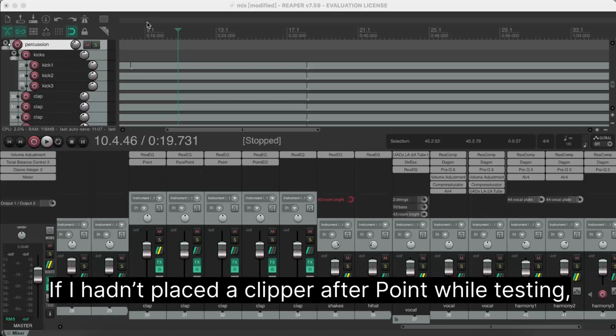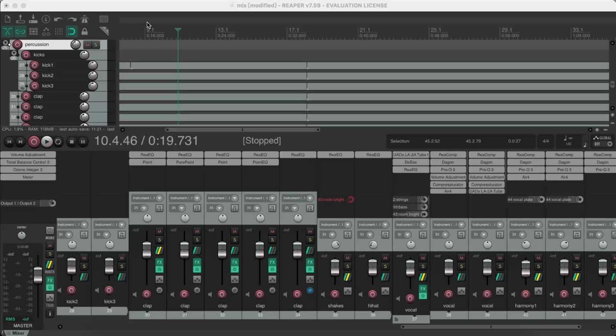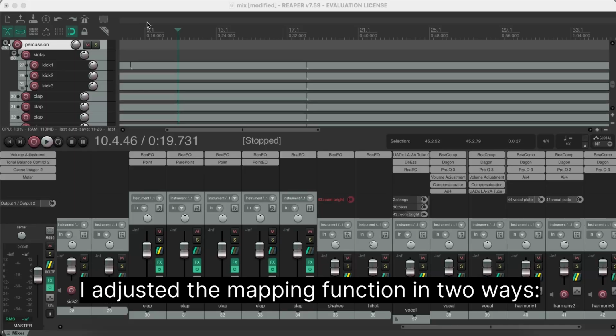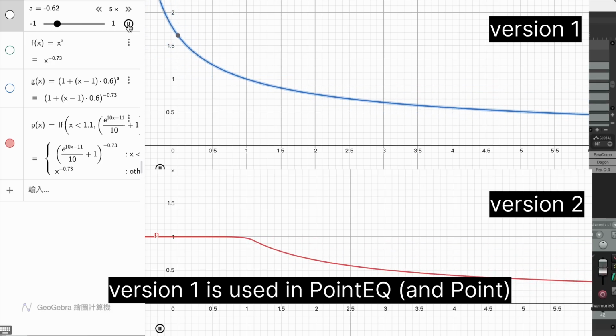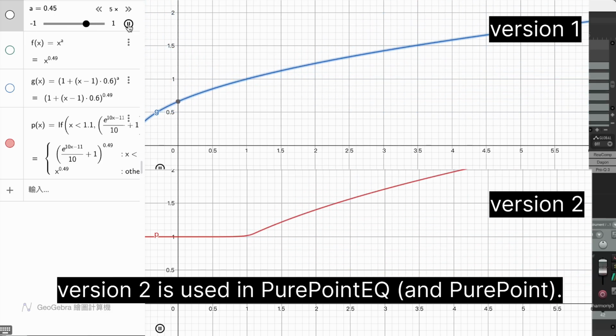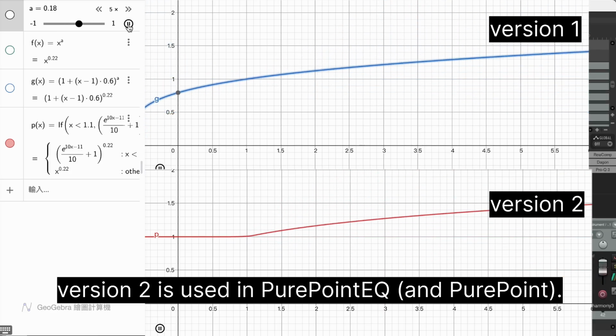If I hadn't placed a clipper after Point while I was testing, it might have damaged my speakers. So I adjusted the mapping function in two ways. Version 1 is used in PointEQ, and version 2 is used in Pure PointEQ and Pure Point.